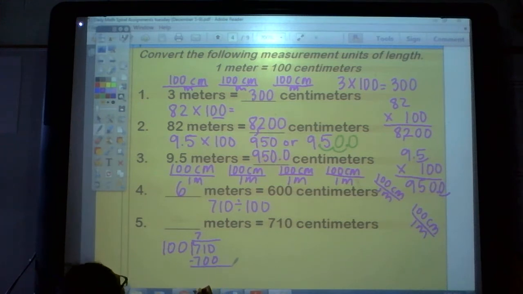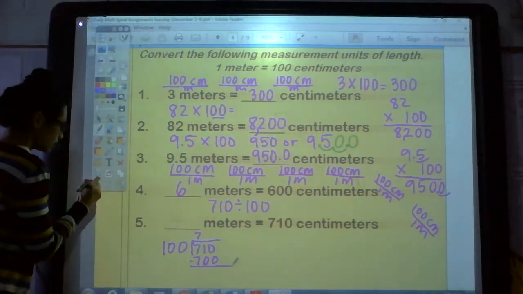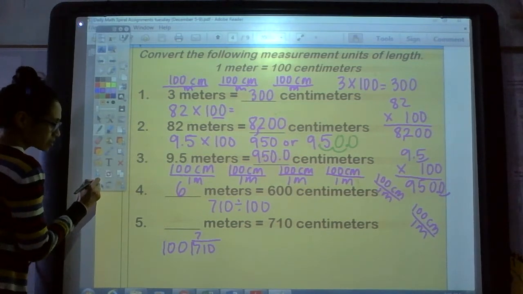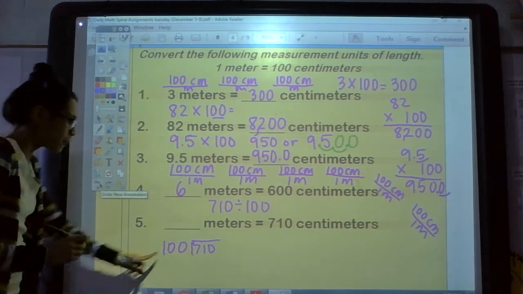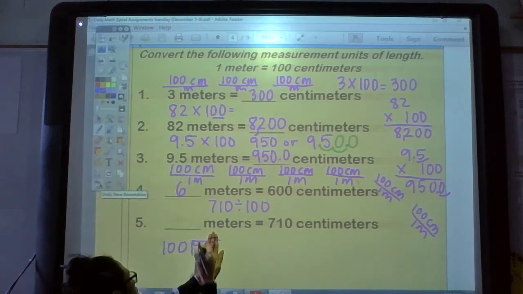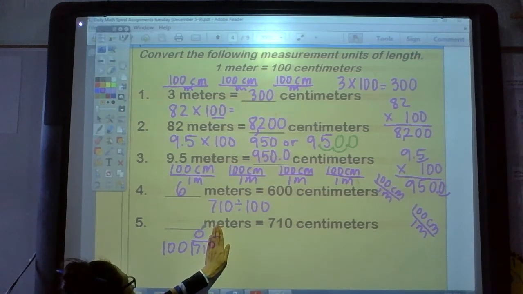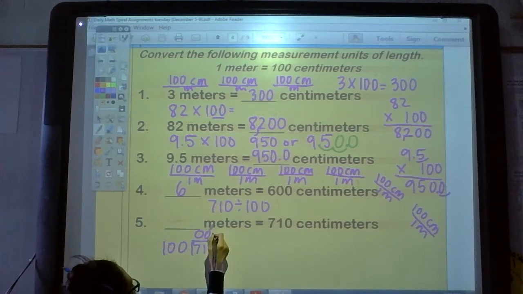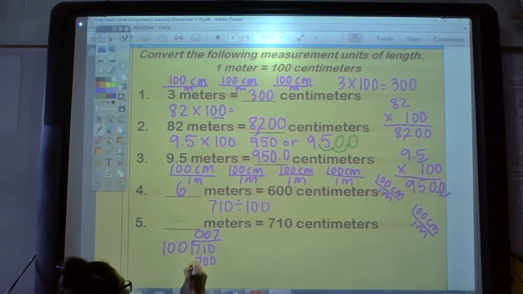Actually, what? No! This is a lot of messed up. Erase, erase, erase, erase. Oh no. How many times does 100 go in 7? That's 0. Help me, I need help. How about in 71? 0. Now in 710, there we go. That's a 7. 7 times 100 is 700.